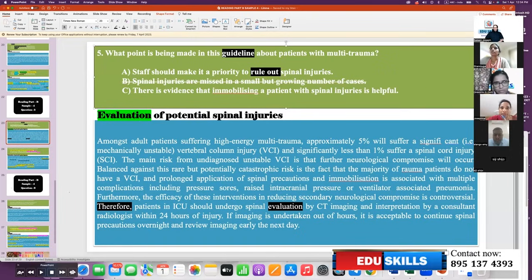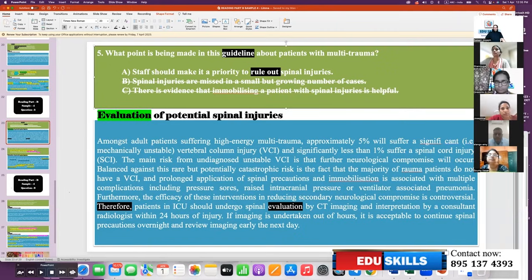Third one: there is evidence that immobilizing a patient with spinal injuries is helpful. Last line, fifth line. Prolonged application of spinal precautions and immobilization is associated with multiple complications, including pressure sores, raised intracranial pressure, or ventilator-associated pneumonia. So they are saying, is it helpful? No. They are saying just the opposite, right? It's not helpful, but it will result in multiple complications. So just opposite. In that way also you can eliminate if you want to, but that takes a long time.